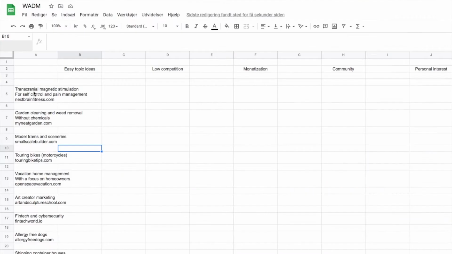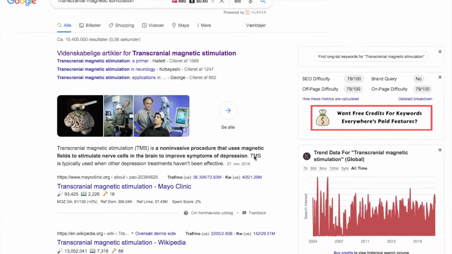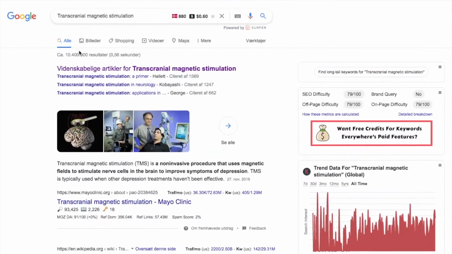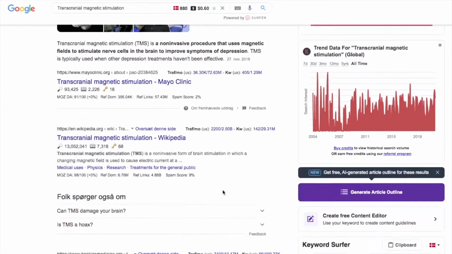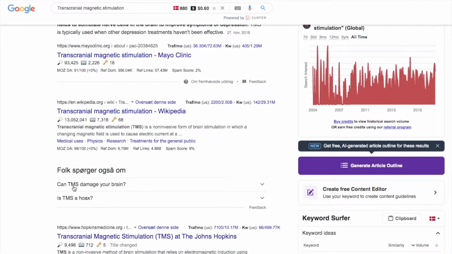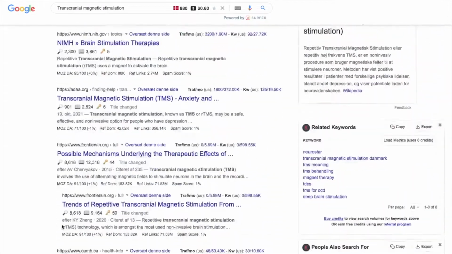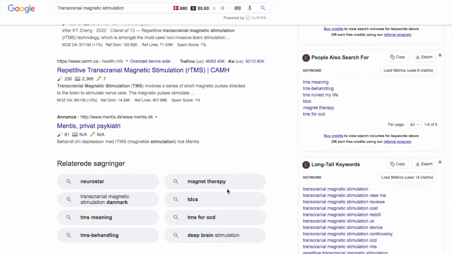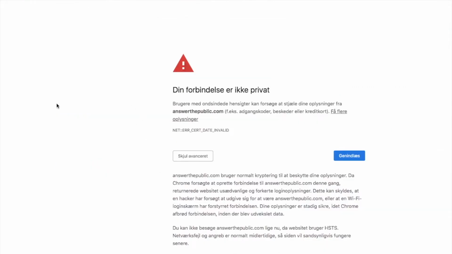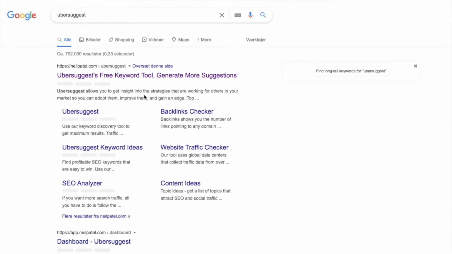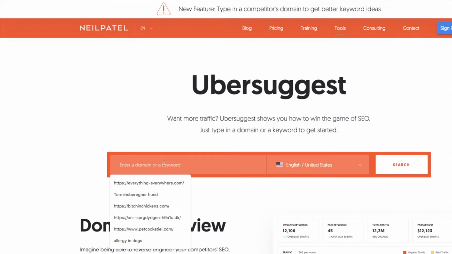I'm going through the list here to get a sense of how easy it is to find topic ideas. So if I just Google the main term, I can see there's only two People Also Ask, and okay, there is some related searches. We can also go to Ubersuggest and see what comes up.